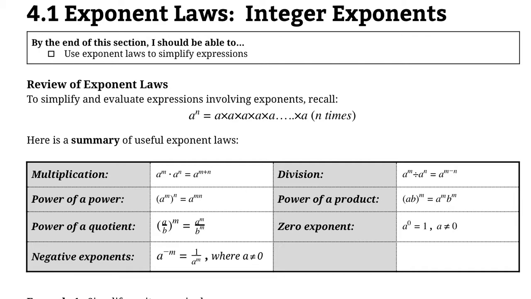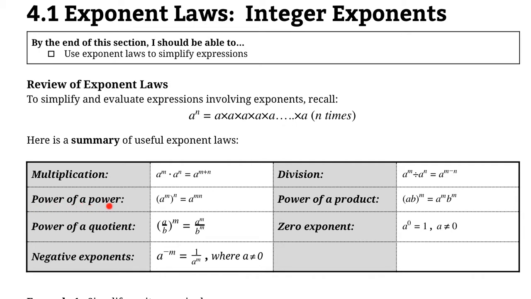In our multiplication rule, we have two terms with the same base that are being multiplied: a to the power of m multiplied by a to the power of n. What we can do is add those exponents because they have the same base a. So that simplifies to a to the power of m plus n. And in our division rule, if we have two terms with the same base that are being divided, a to the power of m divided by a to the power of n, that can be simplified to a to the power of m minus n.